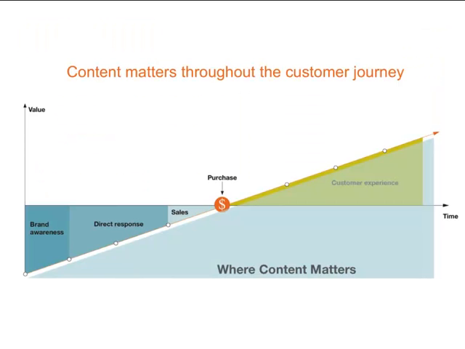Okay, so let's dive into this. Where does content matter? The answer is everywhere. It matters from the very first moment someone becomes aware of your brand to the time when they're on stage advocating for it somewhere. And this chart explains where content matters. It really applies to the entire lifetime value of your customer.